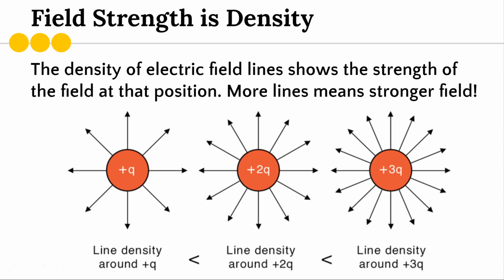Okay, and so you can look at the density of the field, and basically how closely packed those lines are together is going to tell you how strong your field is. So if you have a whole lot of lines in that space, then you have a really strong field at that point, which means you have a strong force that would be exerted onto any other object in that space.